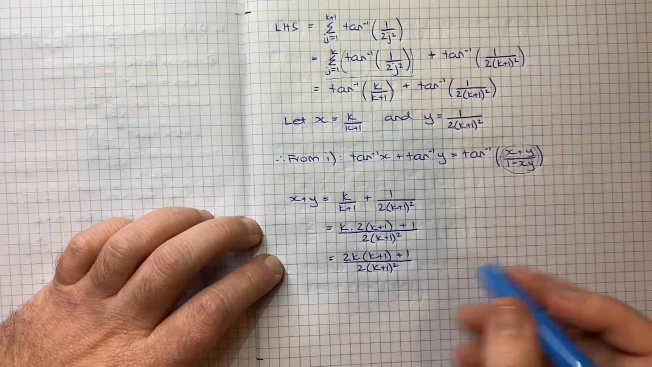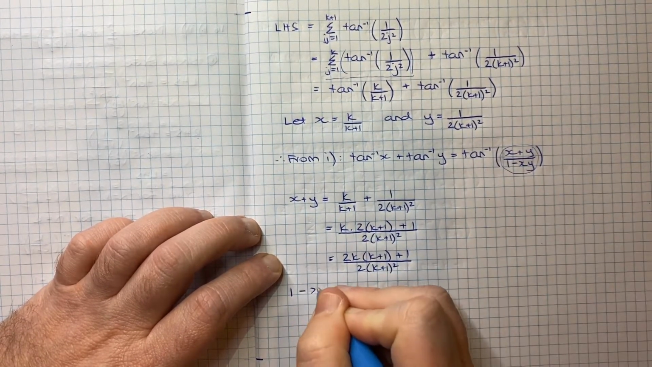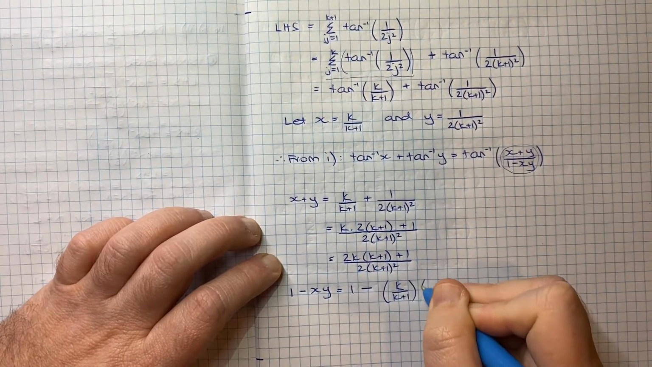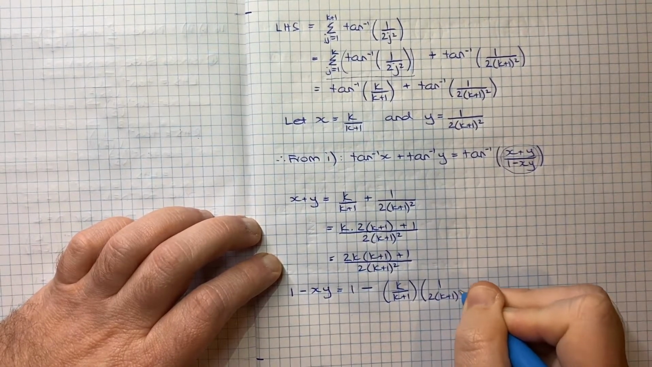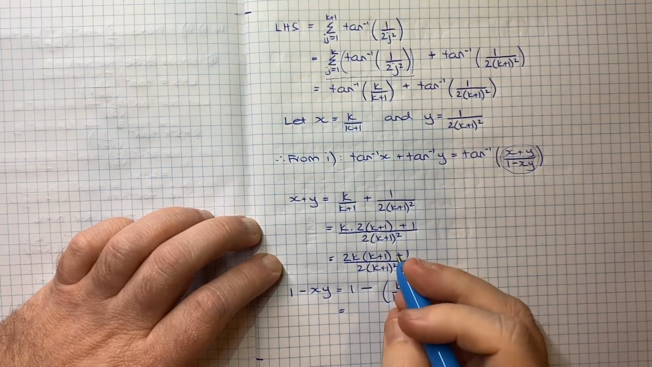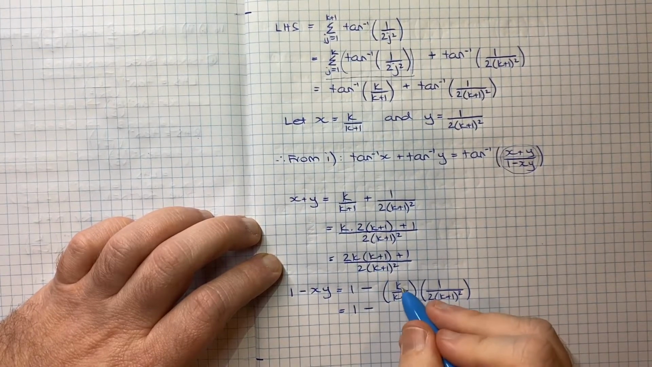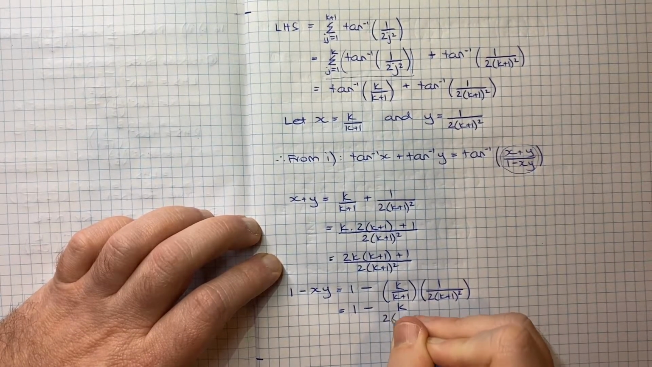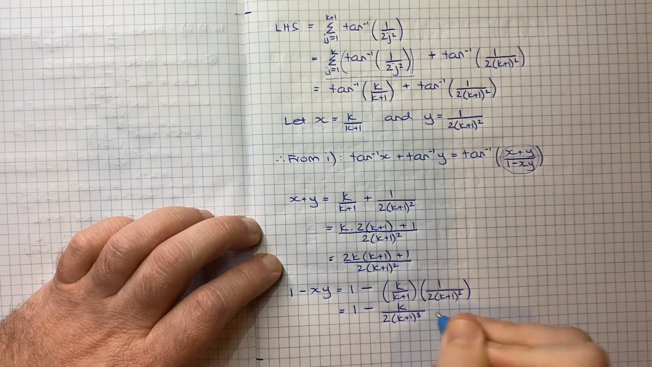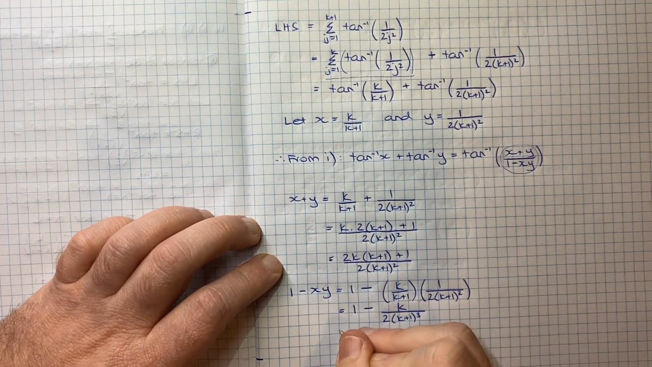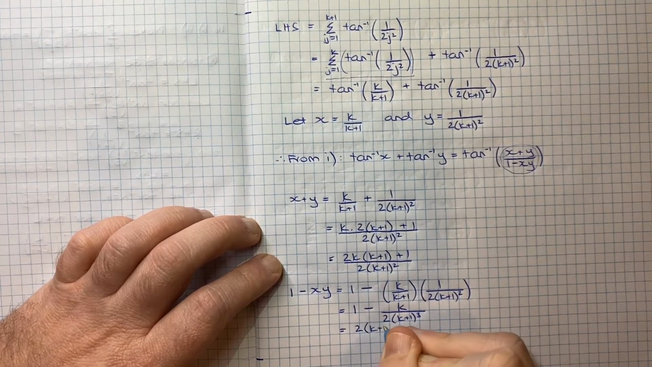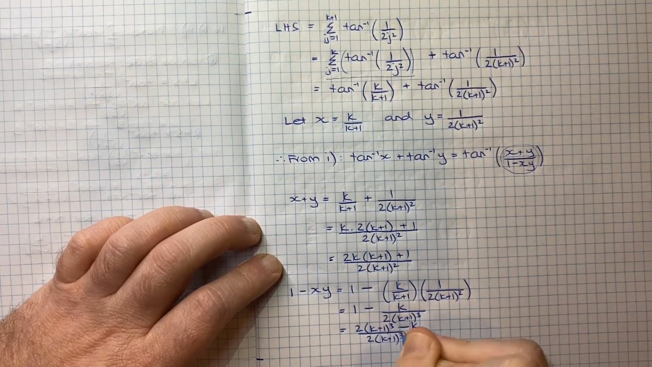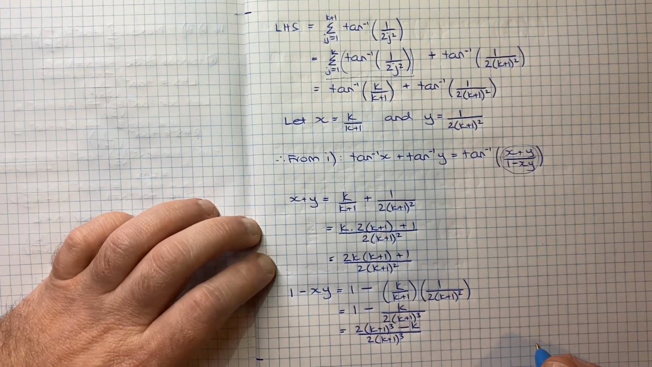On the 1 minus xy, so the bottom part here, 1 minus xy would equal 1 minus k on k plus 1 times 1 on 2k plus 1 squared. So what's that going to simplify to? Well, it's 1 minus the k times 1, which would just give us a k, and the k plus 1 times 2k plus 1 squared would just be 2k plus 1 cubed. And again, we might as well get a common denominator. So that's going to be 2k plus 1 cubed minus k on 2k plus 1 cubed.